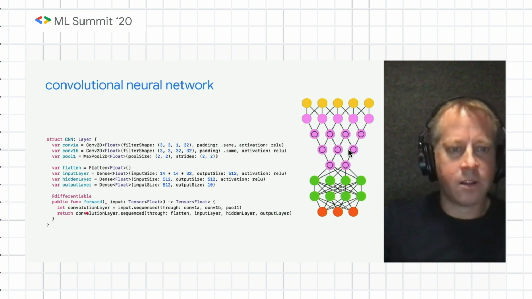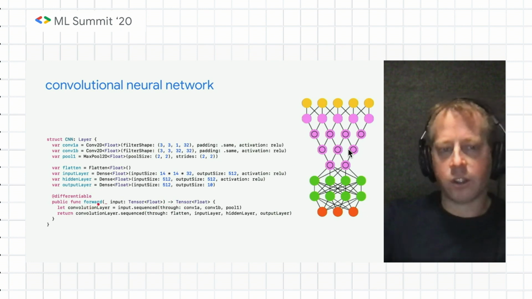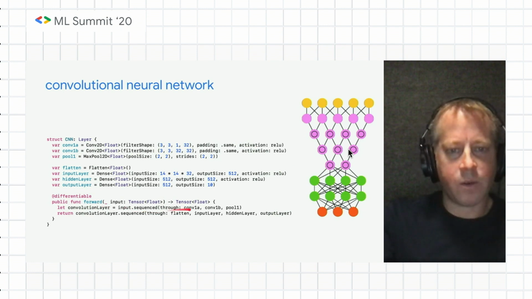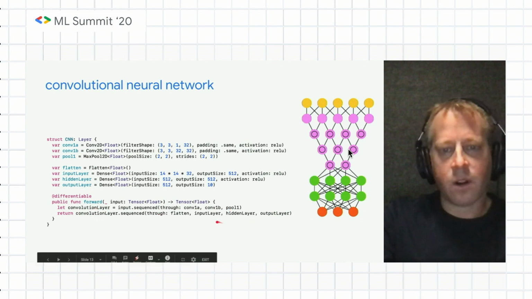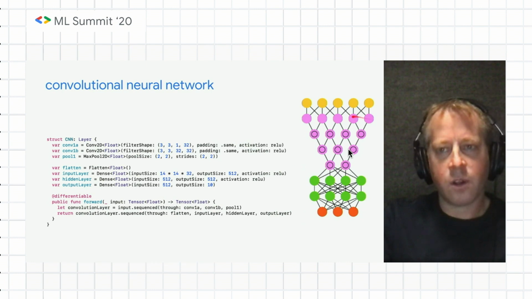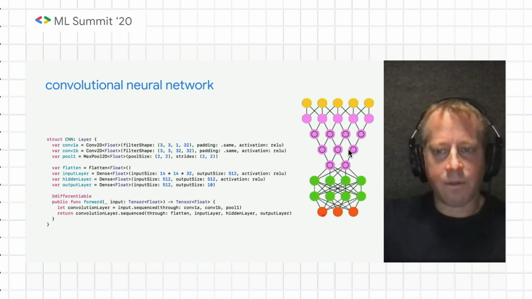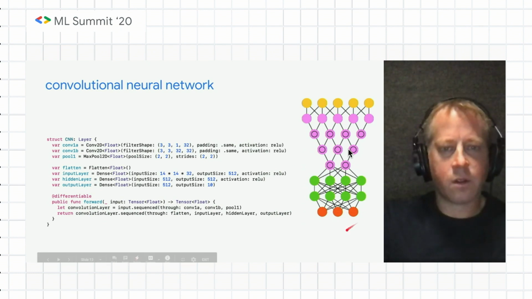In order to implement this, we simply have to add one more layer to our forward function. So we take our input, we sequence it through 1 convolution, 2 convolutions, and our max pool. Then we take this convolutional layer and sequence it through our original set of nodes. So conceptually now, we're taking our input in this picture, 28 by 28 pixels, running it through a layer of convolutions. Then we map down to the same 512 by 512 hidden layers, and then finally our output of 10 nodes.